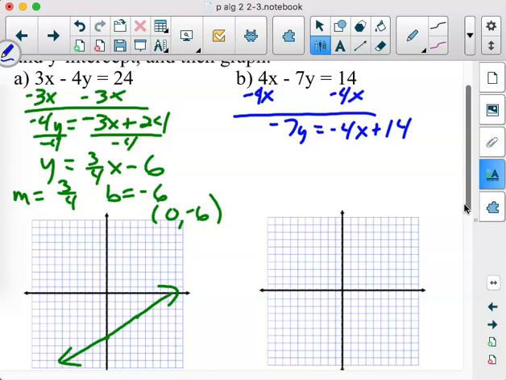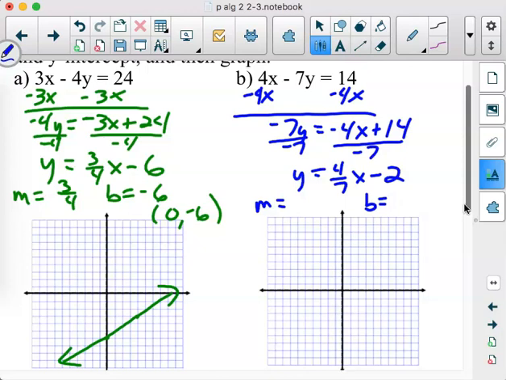Emma, what next? And again, be very careful. We tend to make a lot of mistakes with negatives. Negative 4 divided by negative 7 is positive 4/7. 14 divided by negative 7 is negative 2. And now, to graph it, we're going to need to know m and b.